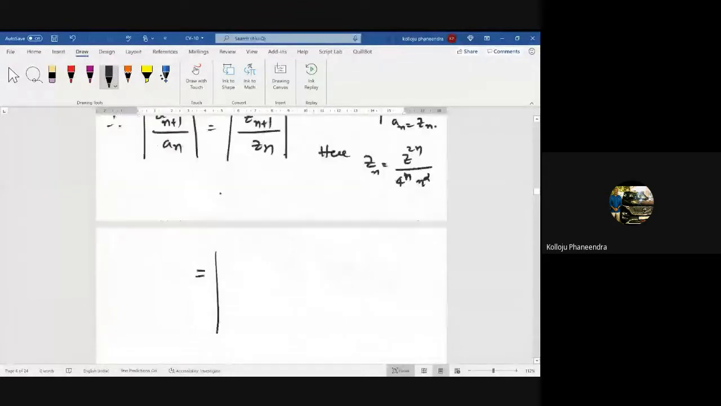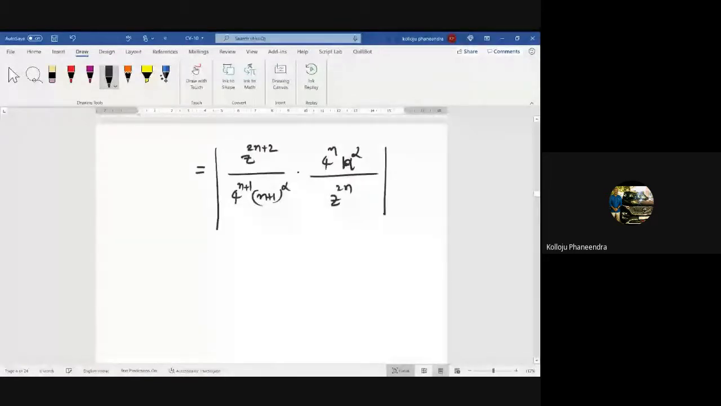Yeah. Now, Z_{n+1} means what? Z to the power of n plus 1 means this becomes (2n+2) by 4 to the power of (n+1), (n+1) whole to the power of alpha. And by Z_n means what? This is 4 to the power of n, n to the power of alpha, by z to the power of 2n.